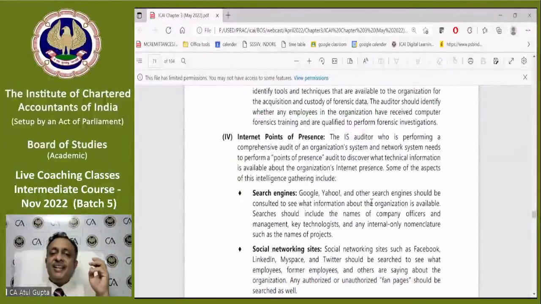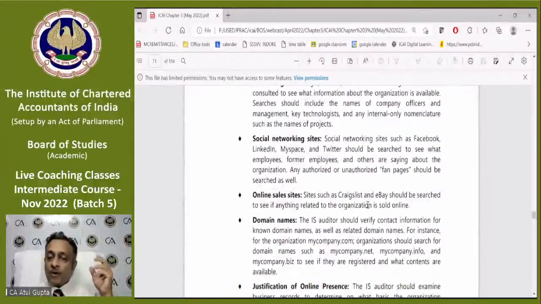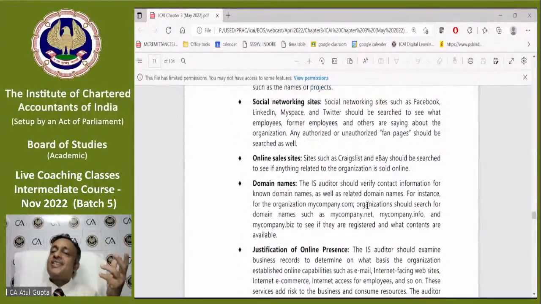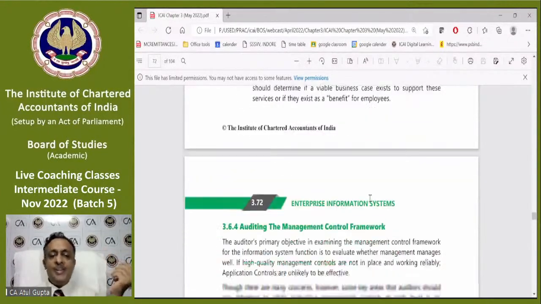Last for this, internet point of presence. From where you are searching, what you are searching, what search engines are being used, what social networking sites are being used. Then online sales sites, what domain names, why you are present online. They all need to be restricted and tagged.